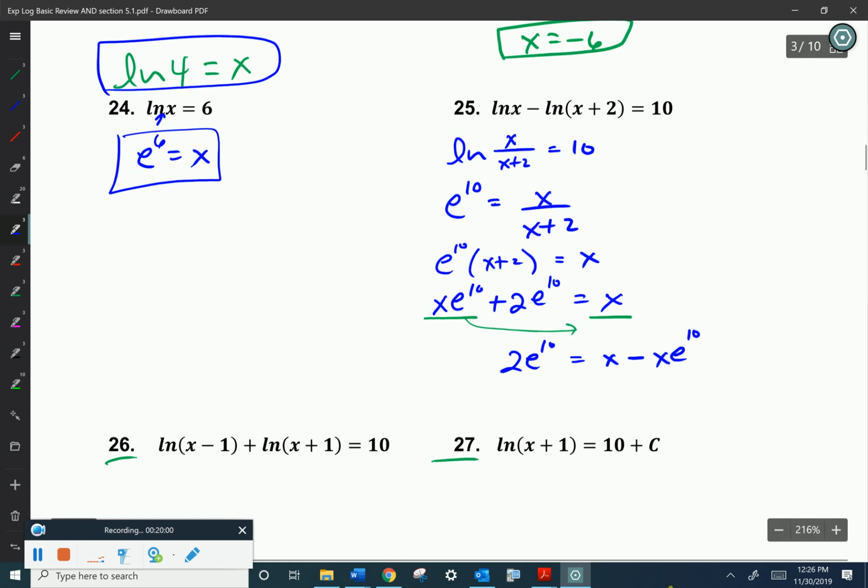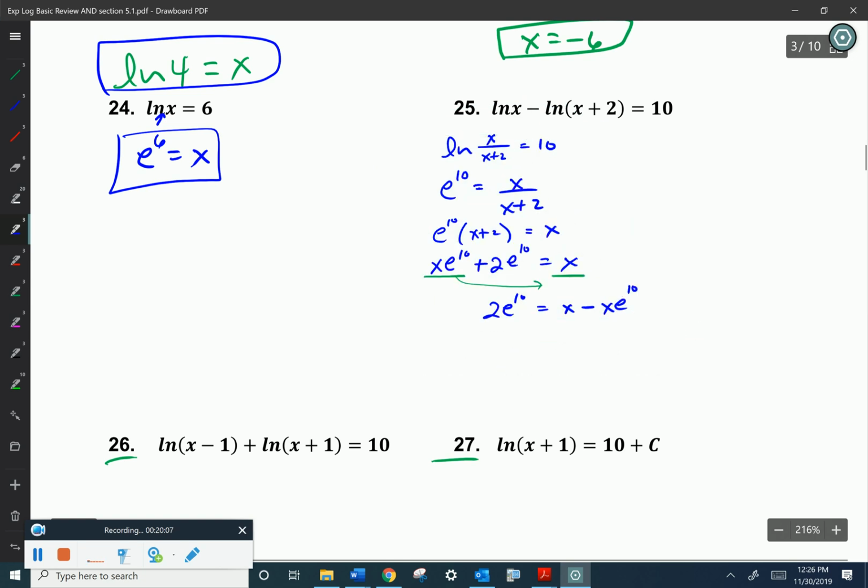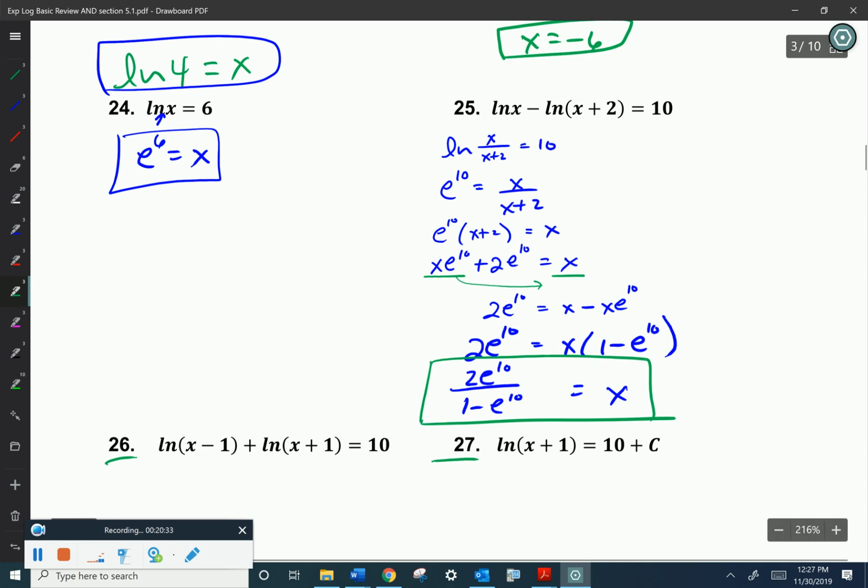Well, if I want to solve for x, how about if I factor out an x over here? It's a common factor, isn't it? So if I factor out an x, on the one side I'm going to have x times 1 minus e to the 10th, and on the other side I have 2e to the 10th. And if I want to solve for x, wouldn't I just divide by that parenthesis? So x equals 2e to the 10th over 1 minus e to the 10th. And you guys are BC students, so I know you're not even thinking that we can cancel out those e to the 10ths. And there I've solved for x.